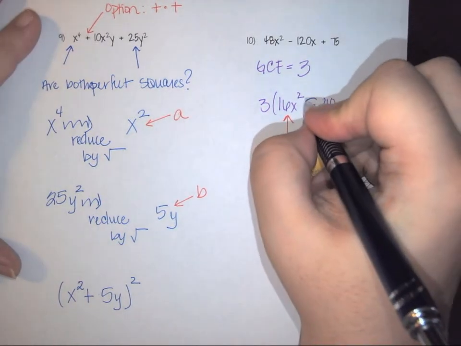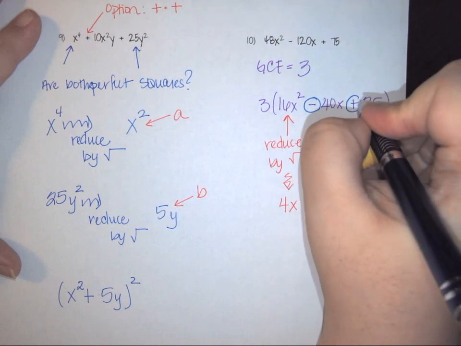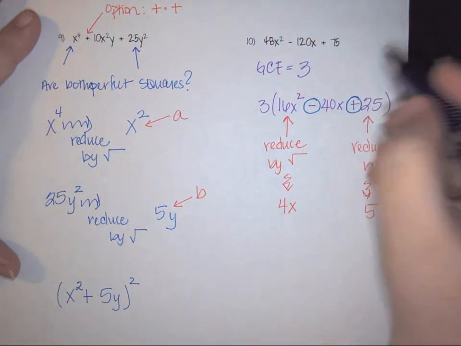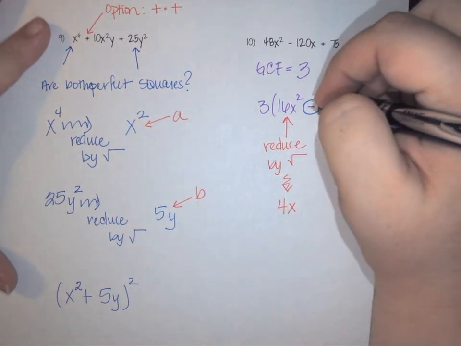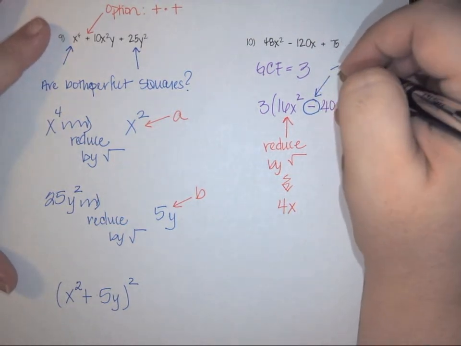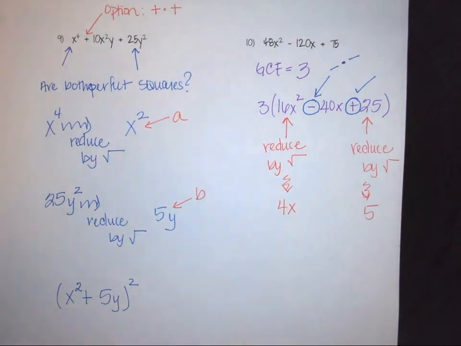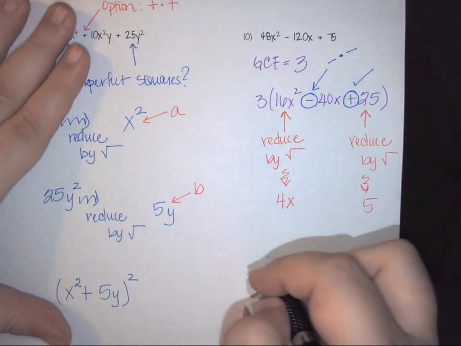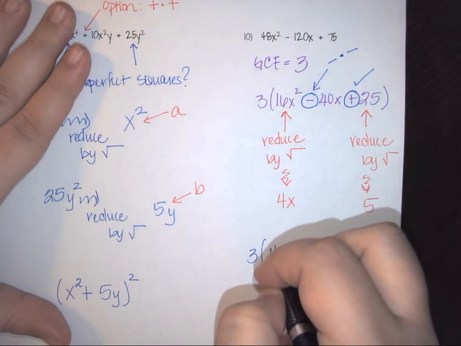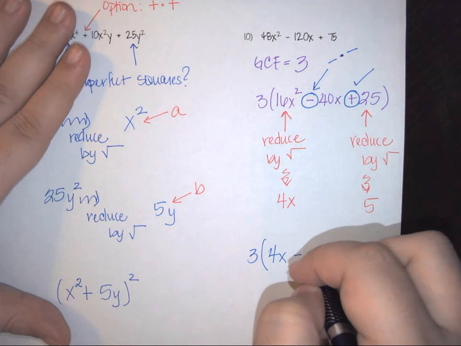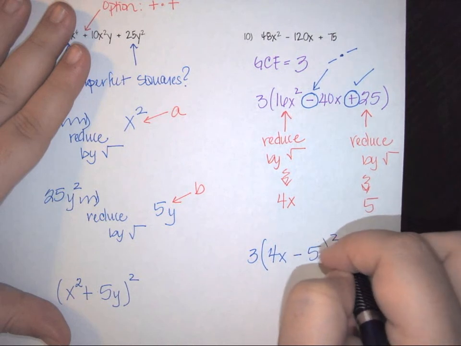So this back term is positive, so this is exactly what we wanted. This front term here tells us that we have to use the negative option. So what we actually have is a 3 on the outside. Then we have 4x minus 5 and square it.